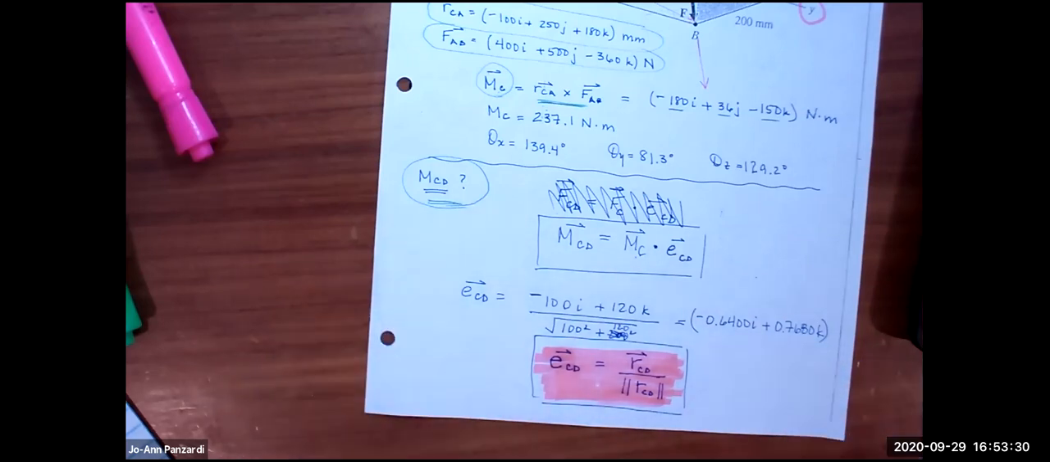Okay, so now I need to, who's talking? Maria. Maria, yeah. So to find the moment about CD, it's the moment of C times the unit vector.